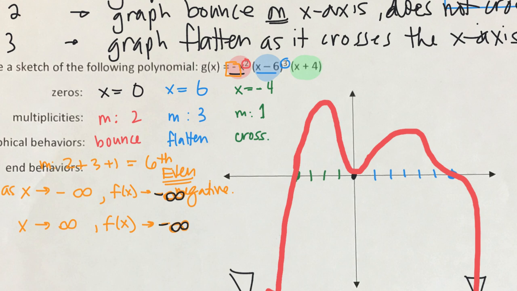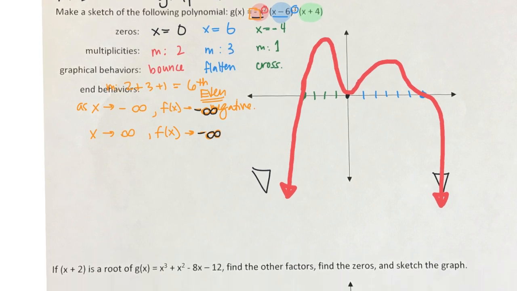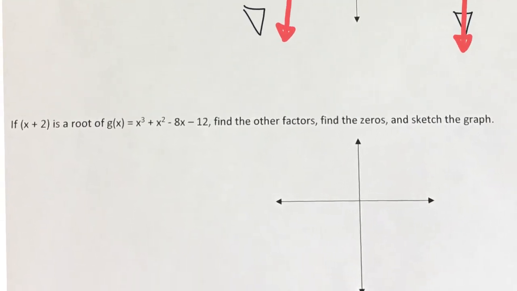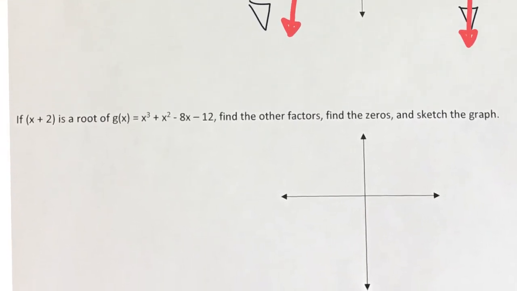Be able to graph, right? Make a sketch of the graph based upon your zeros and their multiplicities and the polynomial end behavior. All of those wonderful things. And then this is pulling all of it together. We're told that we have one root. So it says to find the other factors, find the zeros, and then sketch.